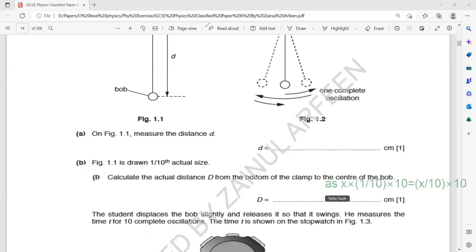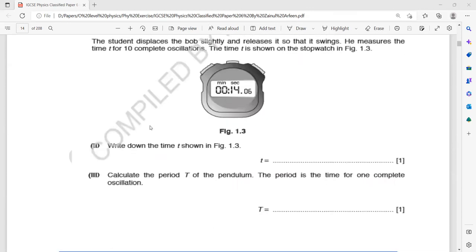The next one: the student displaces the pendulum bob as shown, and he measures the time for 10 complete oscillations. This is the time for 10 oscillations.